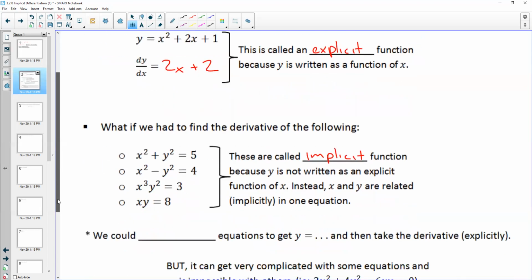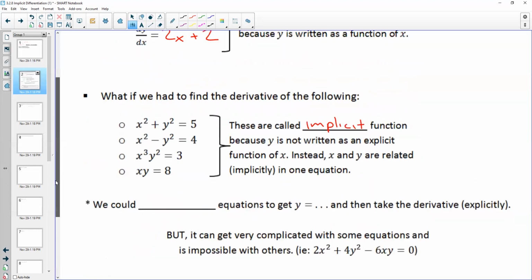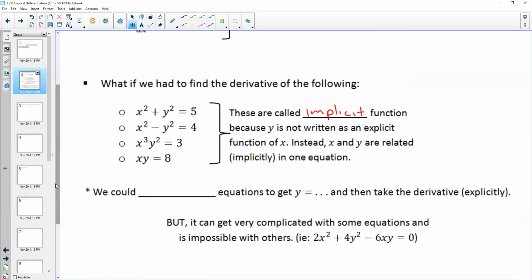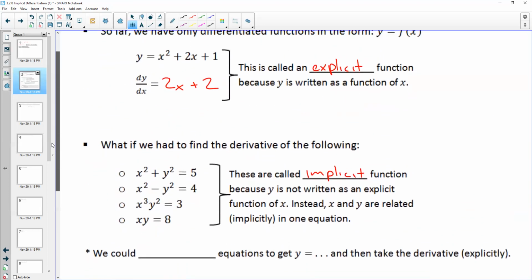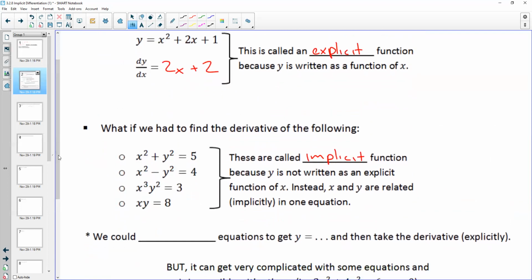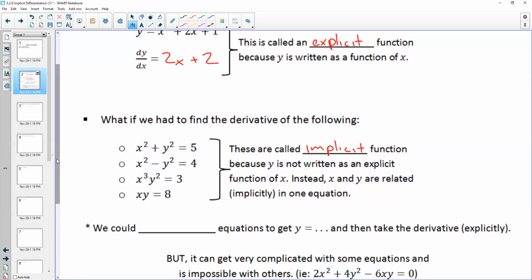Okay, so wait, instead of dy over dx, it would be dy over circle? Like, what would it be on the bottom? Oh, like after we differentiate them? Yeah. Okay, so we will get into that later on, okay?